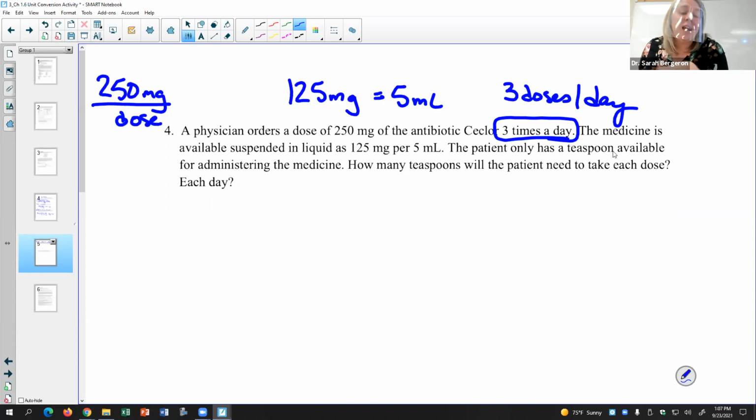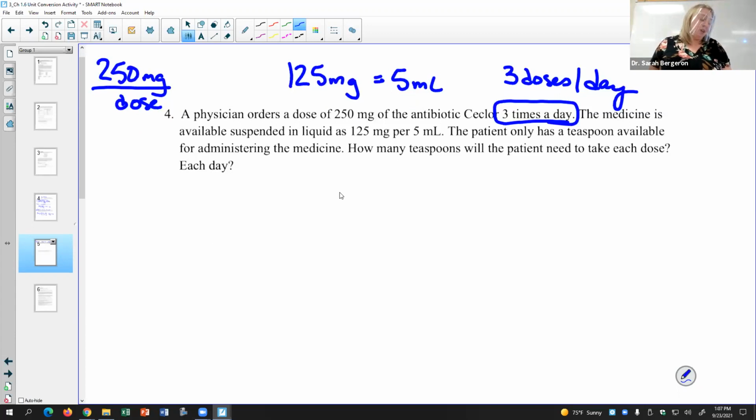Okay, the patient only has a teaspoon available for administering the medicine. How many teaspoons will the patient need to take each dose? Well, if we can convert it to milliliters, then we know from the last problem, right? We can go from milliliters to teaspoons. So let's calculate it in milliliters, and then we'll just convert it to teaspoons. Okay, so what do we start with? Let's do for how many teaspoons will the patient need to take each dose? So for 1 dose, what do we start with?